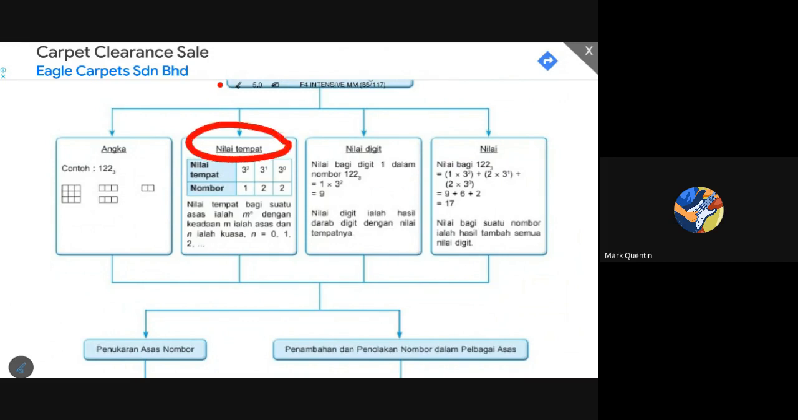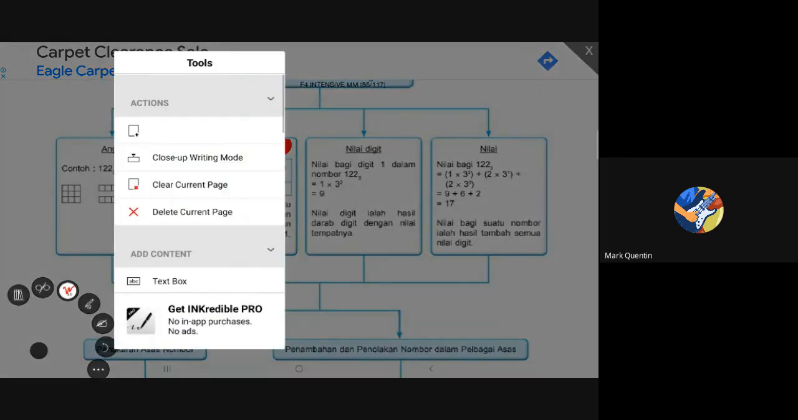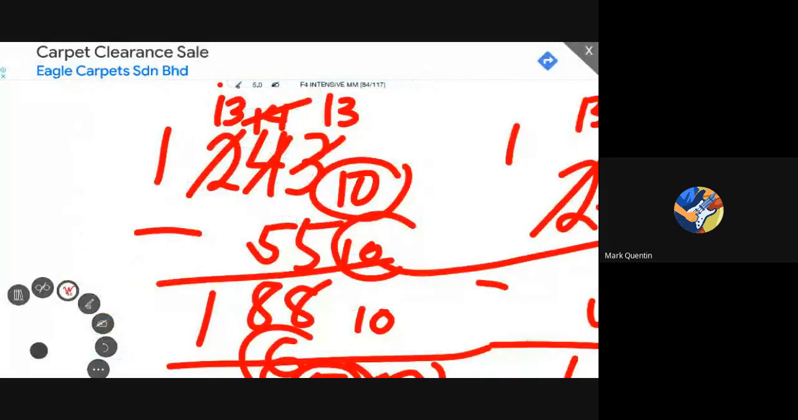Okay, we look at this. Nilai tempat, place value in English. Okay, so oh wait, one more thing. One more thing, guys, I forgot. Wait first.